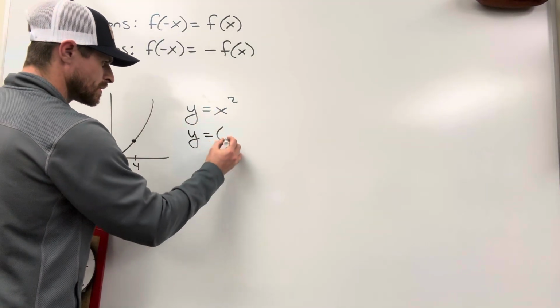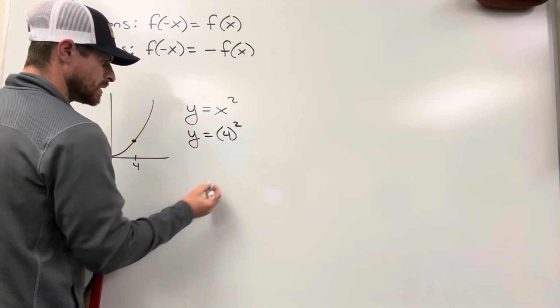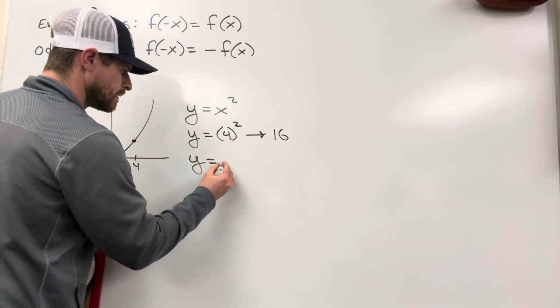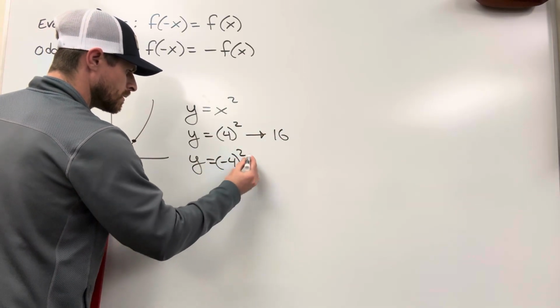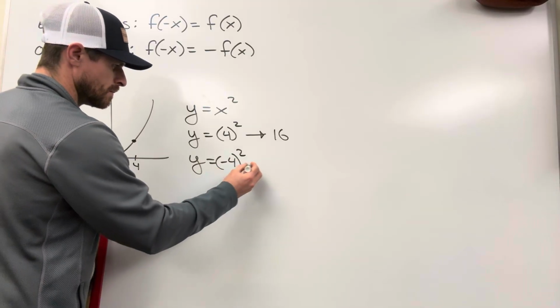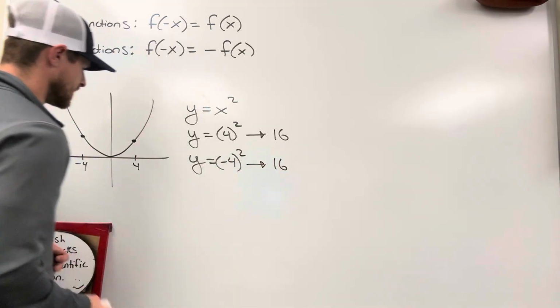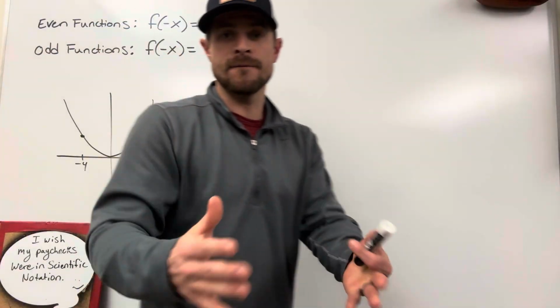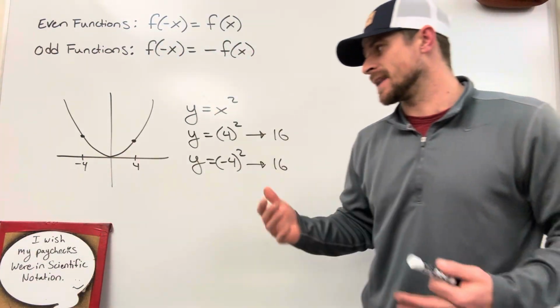Y equals, put a 4 in, square it, what do you get? 16. Now let's put negative 4 in, square it. Well, what's a negative times a negative? Makes a positive, so we also get 16. So they would match up here on their graphs. That is for every even function out there. That is what that's saying.